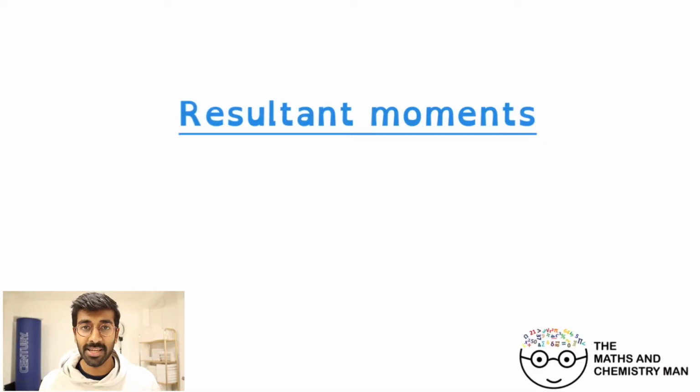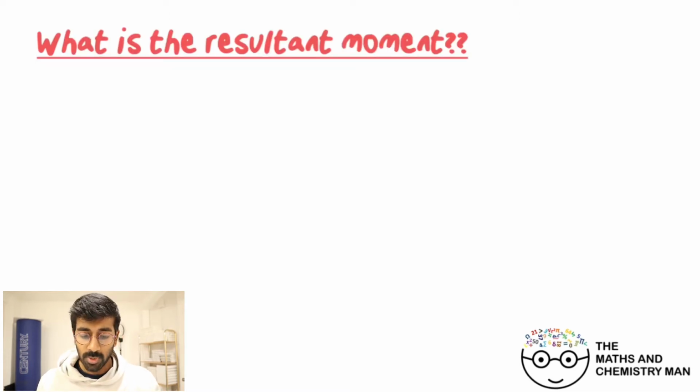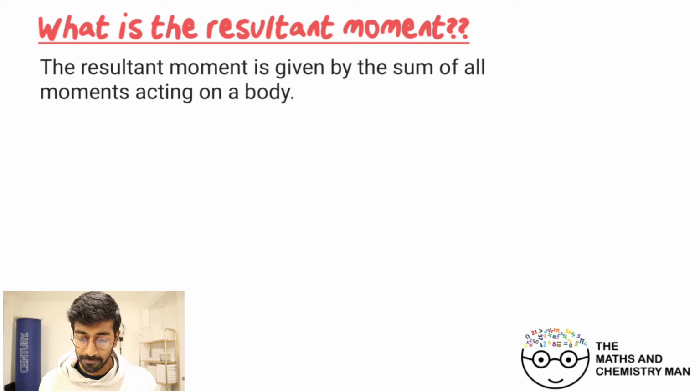Welcome back, guys. Now, hopefully you've watched the first video already. And in that video, we were working out a moment. And a lot of the time you'd have seen one force acting at a pivot. So now what we're going to do is look at scenarios where you've got maybe two forces acting. Now, when you've got two forces acting, what you want to do is work out what's happening overall. And that's called the resultant moment.